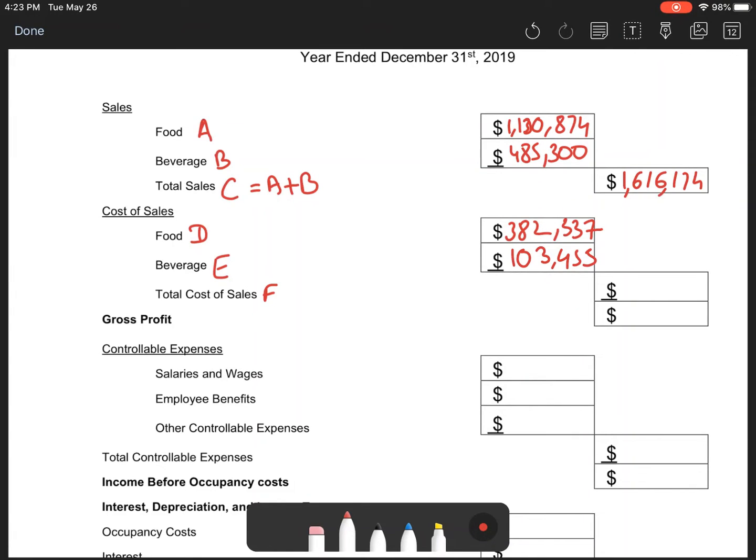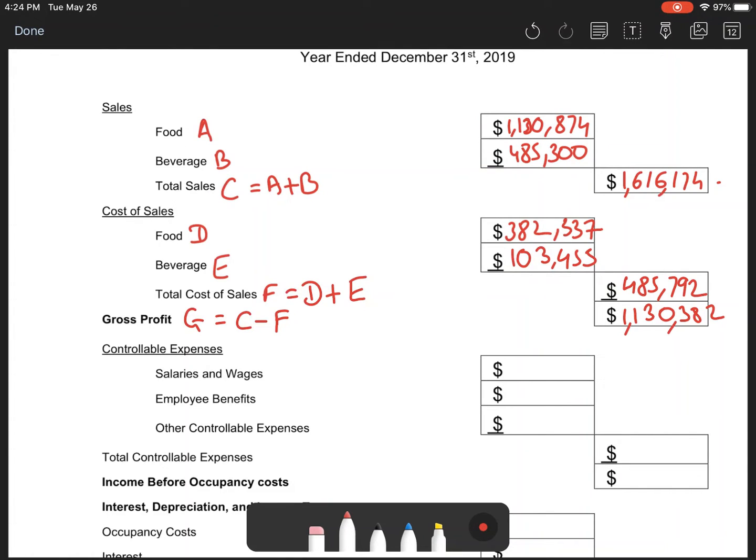Okay, so the total cost of sales will be equal to your food cost plus your beverage cost, which is equal to D plus E. And when we add these two numbers together, we get 485,792. Now, how much is our gross profit? Gross profit, let's call this G. Gross profit G is equal to your total sales minus your total costs. That's how you get a profit, which is C minus F. So when you do this deduction, you have 1,130,382.